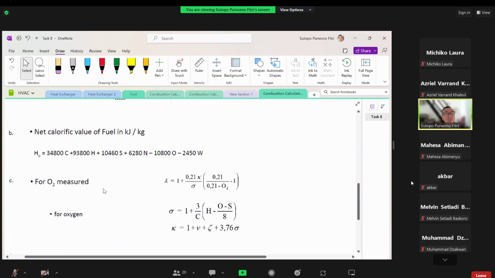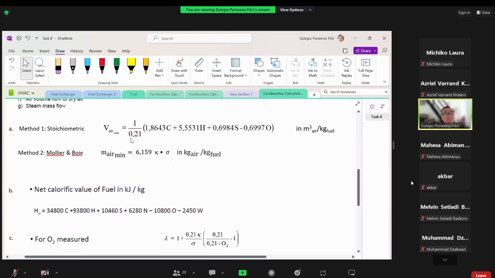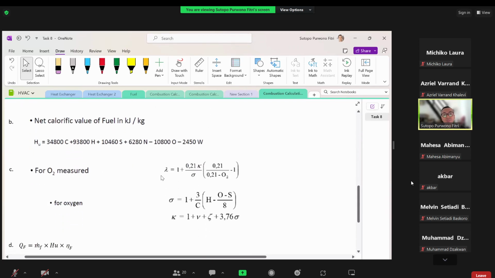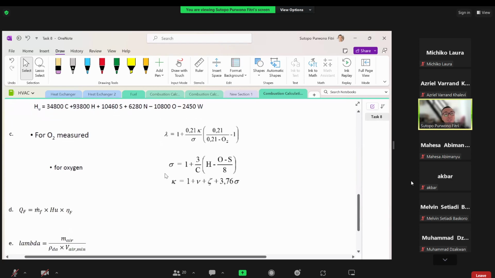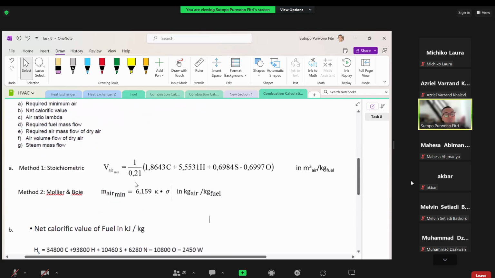Okay, so I continue a little bit more for excess ratio. The excess air ratio, you just use the lambda for oxygen method, and then you calculate all the required constants for kappa and sigma here also. Maybe you have already calculated this in the previous one, if you use the molar mass, and then you can use all the constants to calculate the lambda. And the D is the required mass flow.